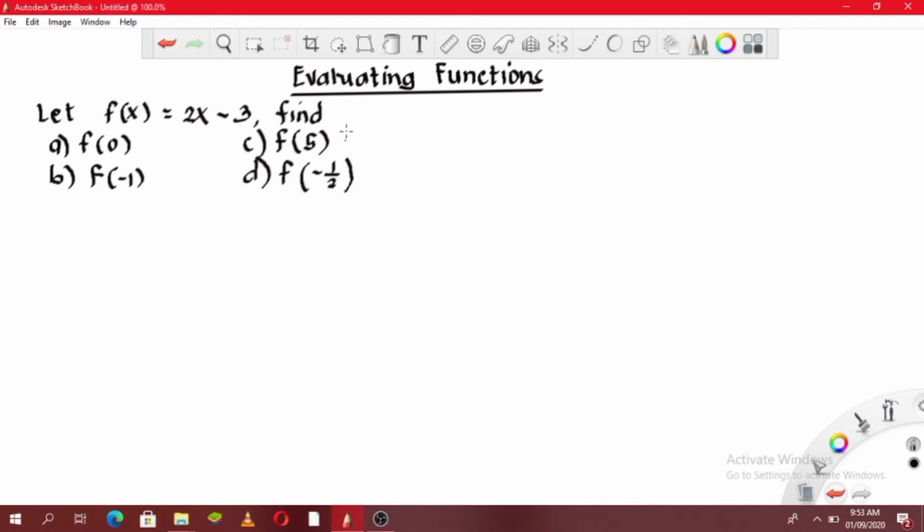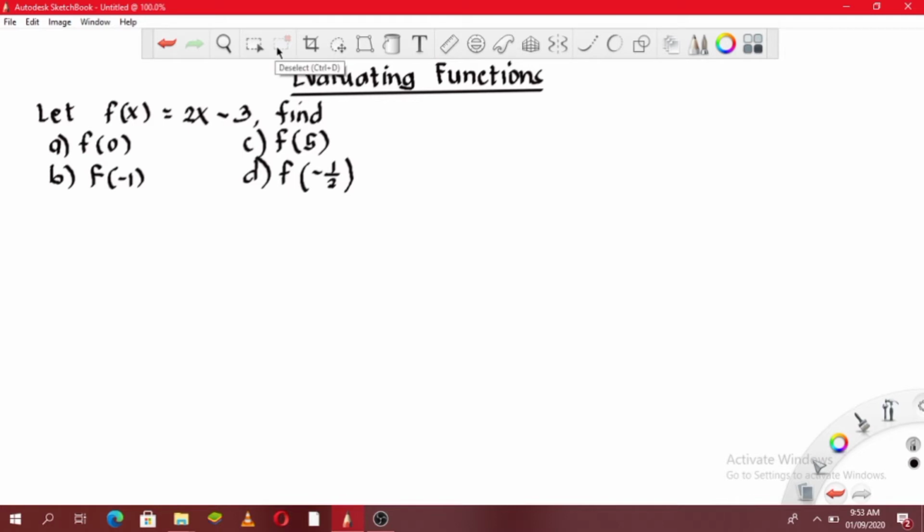So this is a lesson about functions. When we say evaluating the function, ito yung function natin. When we say evaluate, we will solve for the value of the whole function given these values for x. So, yung x ng function natin, papalitan natin ng mga values na to na nasa loob ng parentheses.